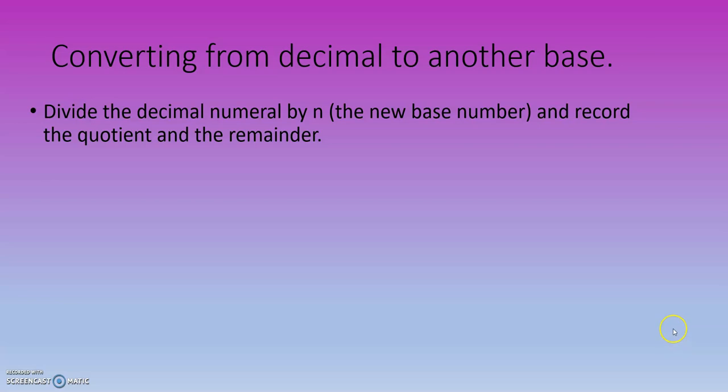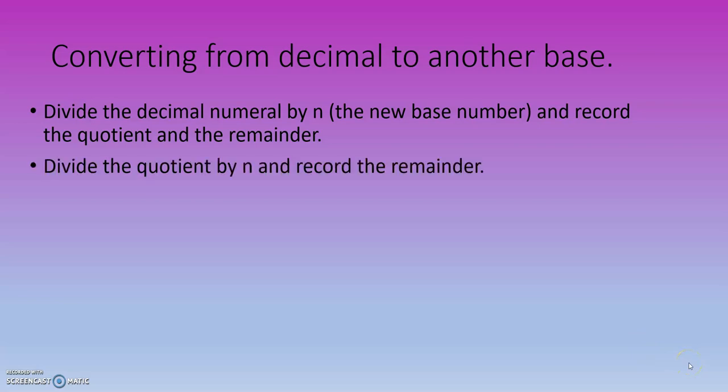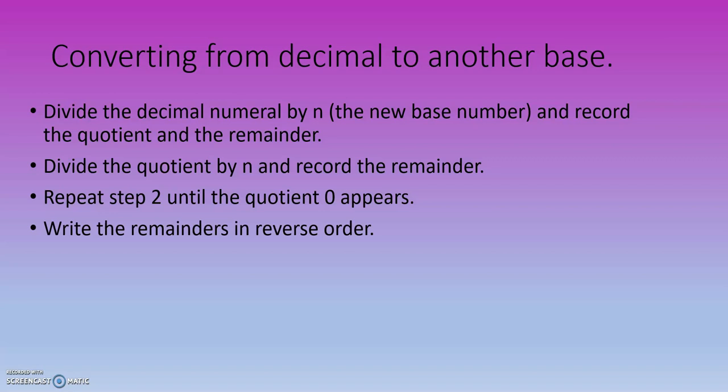Divide the decimal numeral by n, the new base number, and record the quotient and the remainder. Divide the quotient by n and record the remainder. Repeat step 2 until the quotient 0 appears. Write the remainders in reverse order. This is the new number in the new base.